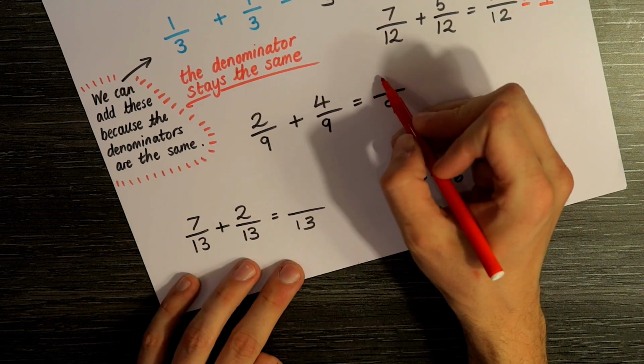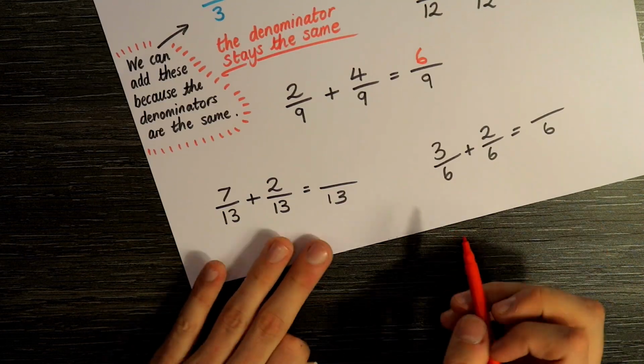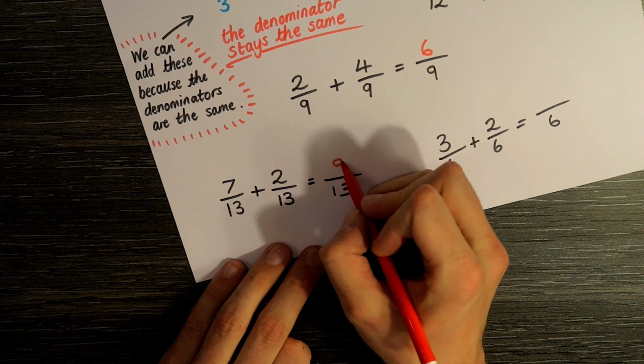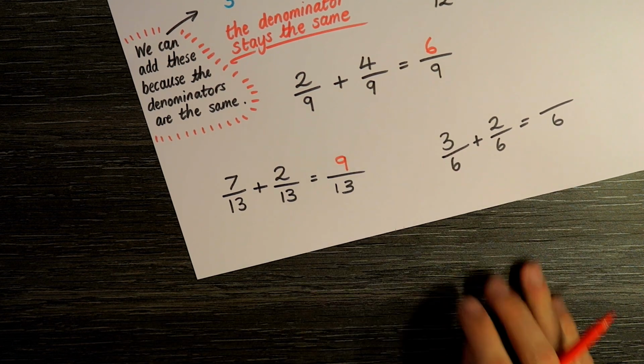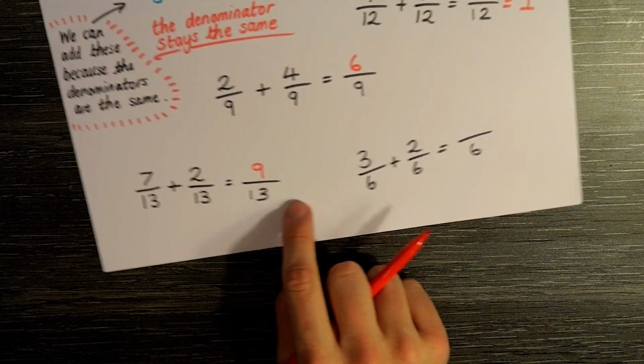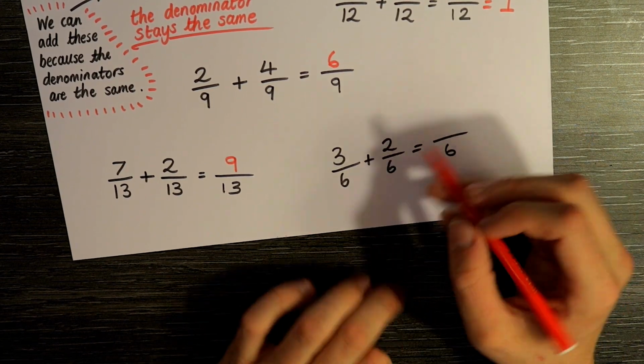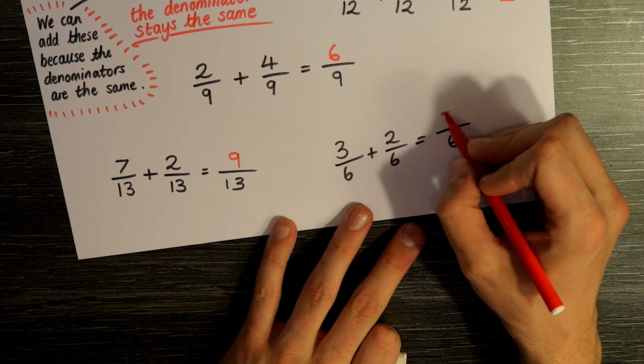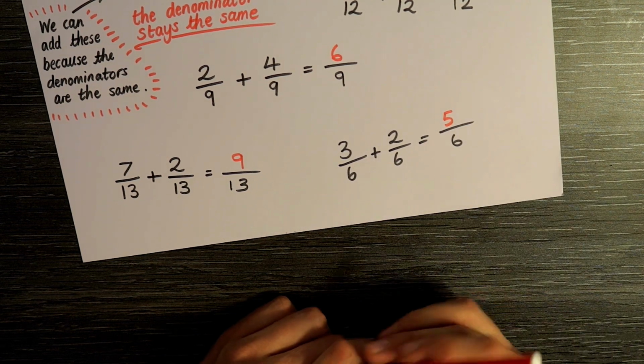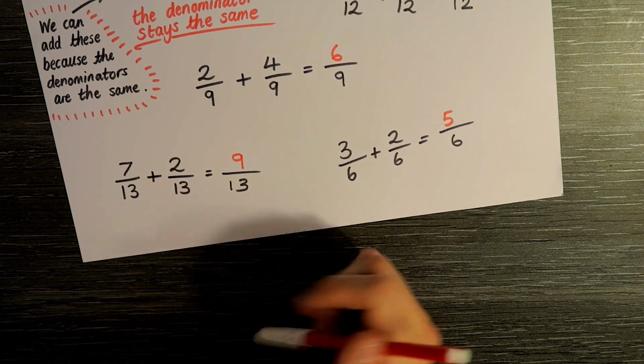2 and 4, 6. 6 over 9. 7 and 2, 9 again, but it's 9 over 13. And 3 and 2, 5. Now, how easy is that? You just add the numerators.